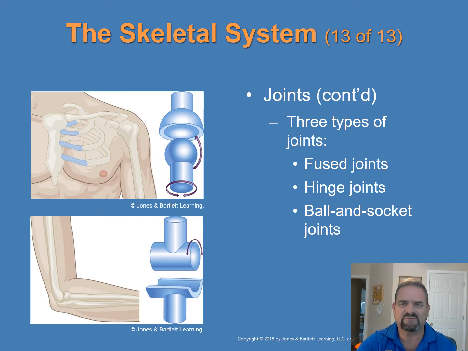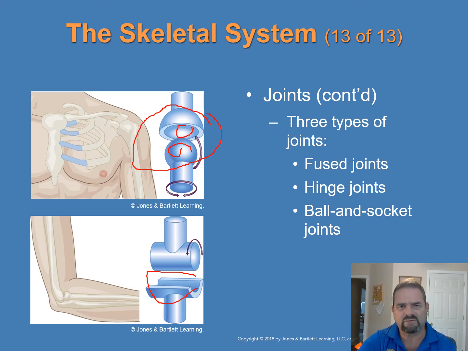All right, so here are your joints. There are three types of very specific joints: fused joints, hinge joints, and ball and socket joints. As you can see here, this representation is a ball and socket joint. Notice the ball and then the little socket. And this is a hinge joint. This is where the bone comes into a hinge-like structure. So these are your two different types.